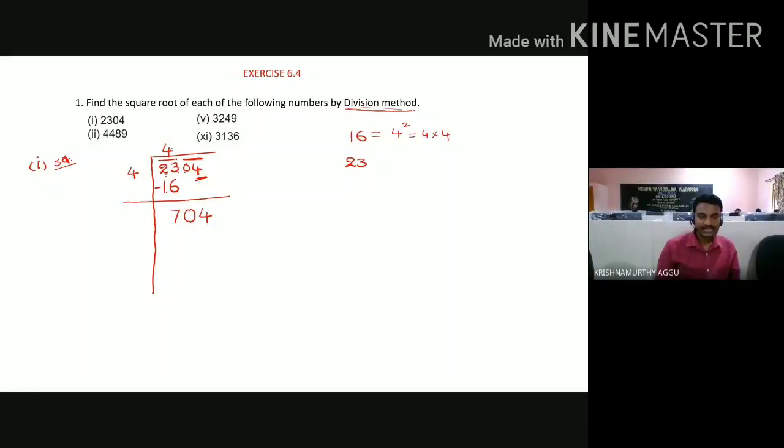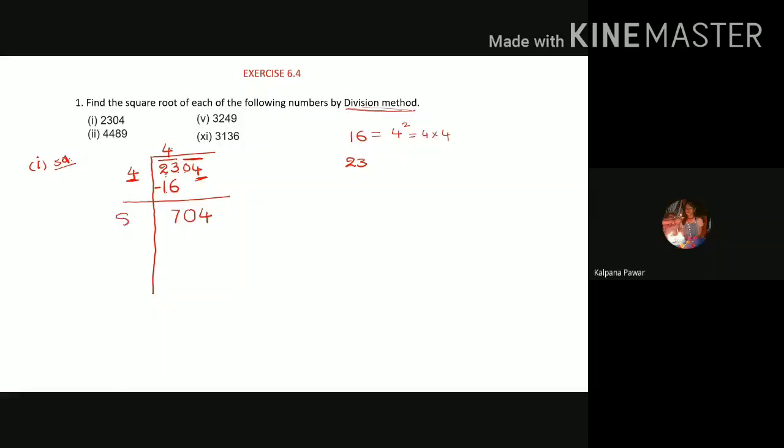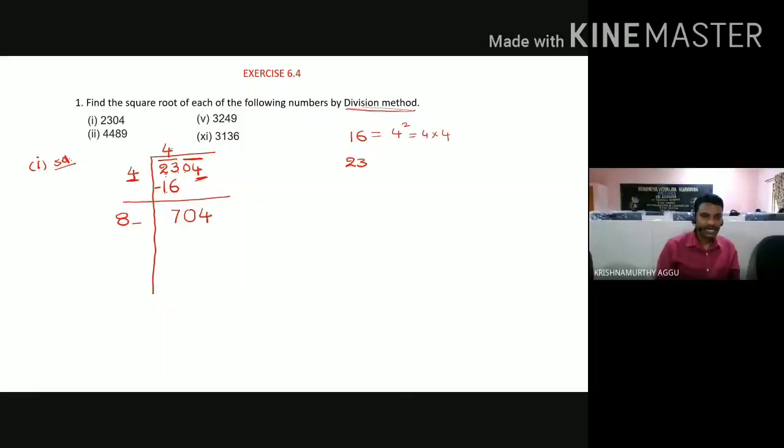Now the new number is 704. You leave this one here. Now come back here. What is the digit here? 4. What is 4 double? 8. Write 8 right here, and you place a blank here. Now go to the rough work. After 8, a digit is to be kept here, that to be a single digit number. Whatever digit you select here, with that digit only you have to multiply to get 704.